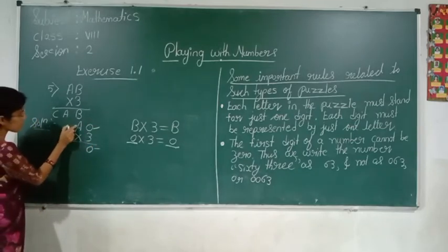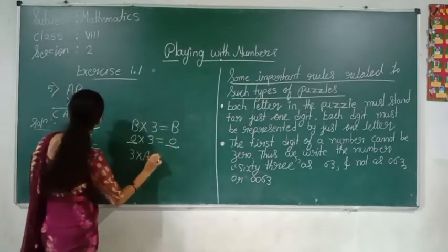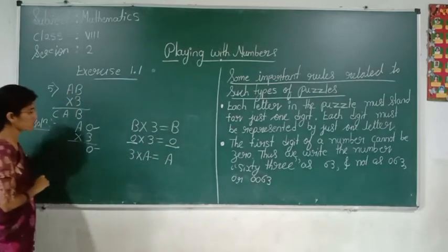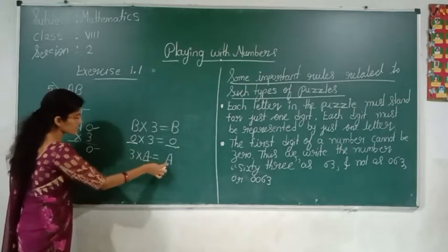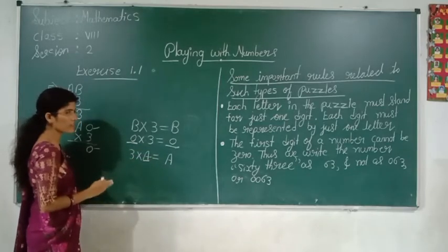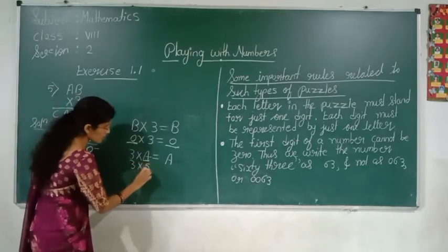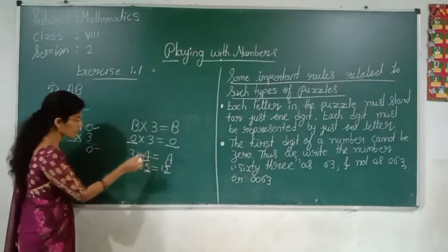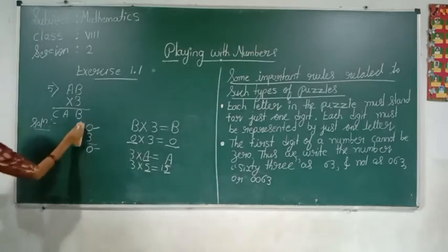Now you have to put it in such a way that 3 into A again comes as A. 3 into A, again we want A. How to put that here? 3 1s are 3, different. 3 2s are 6. These two should be the same. 3 3s are 9, different. 3 4s are 12. No. 3 5s are 15. See here, A and this value is the same. In place of A we can put 5.